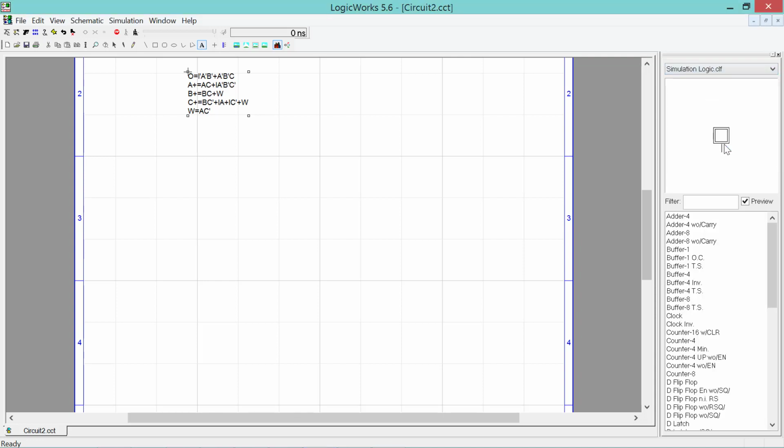Let us go to the library simulation logic if you are using LogicWorks. Again, you can use your own simulator if you like. Go to simulation logic and we will select a D flip-flop. We need 3 of these for 3 bits. 1, 2, and 3.